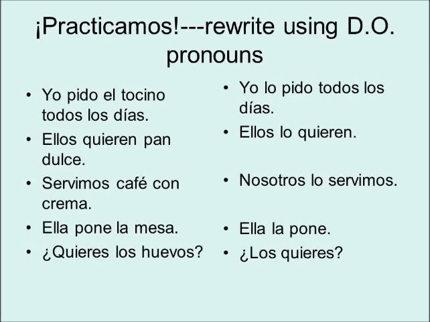Número 4. Ella pone la mesa. She sets the table. New sentence, she sets it. La mesa is replaced with la. New sentence, ella la pone. The la is placed in front of the verb. Last example, ¿quieres los huevos? Do you want eggs? If I was to replace the direct object there, the sentence in English would be, do you want them? Los quieres. Los huevos is replaced with los, and that's placed in front of the verb.